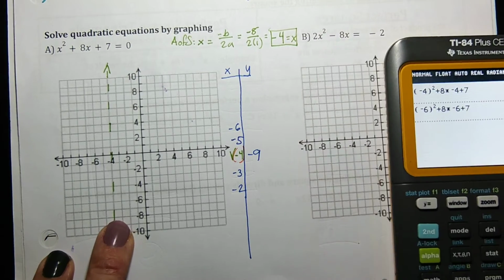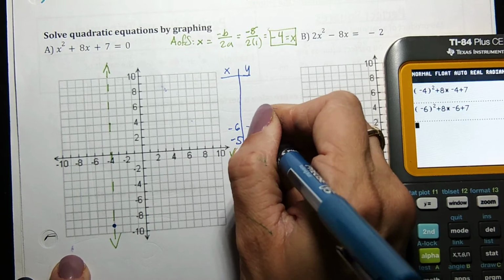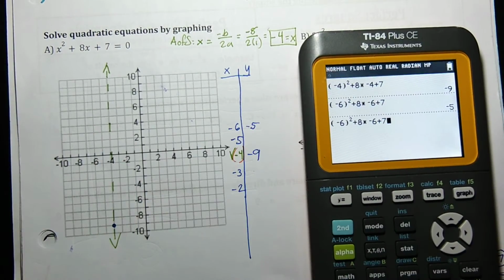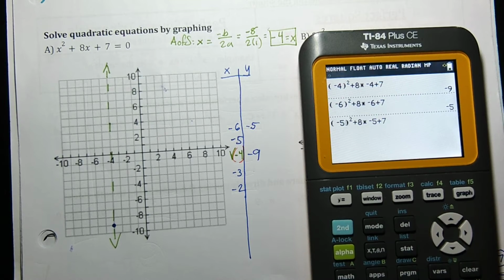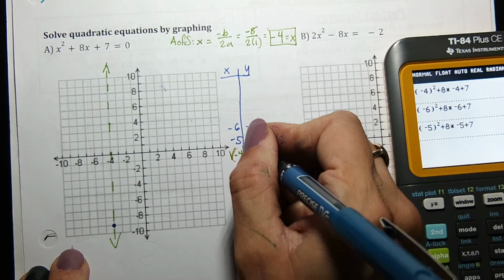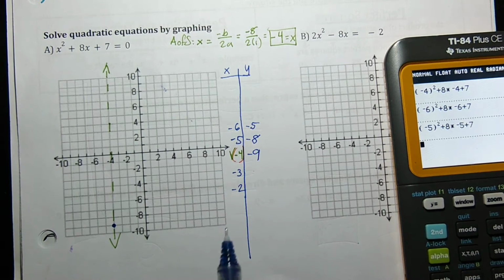And that gives me an output of negative 5. Second enter. We're going to override those negative 6s with negative 5s, which gives us negative 8. All right, folks. Now, what should negative 3 give me for an output? Should give me negative 8.